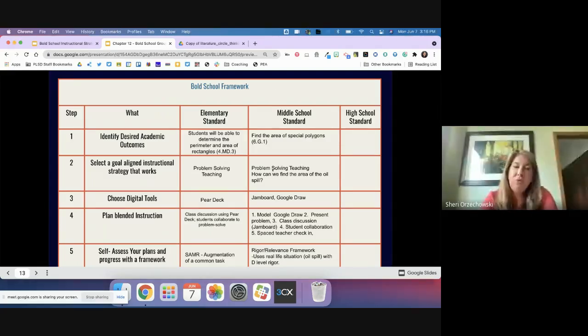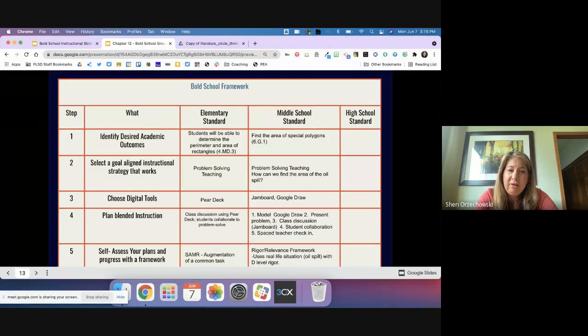And then for middle school, you could kind of follow that same idea. So I used find the area of special polygons. So the kids would already have a little bit of background on finding area of certain shapes. But if you were given an unusual shape like that of an oil spill, how could you find the area of that unusual shape? So using Jamboard to draw in some of that discussion, and then using Google Draw and some of the shapes on Google Draw where they could overlay to try to figure out how to find the area of an unusual shape.